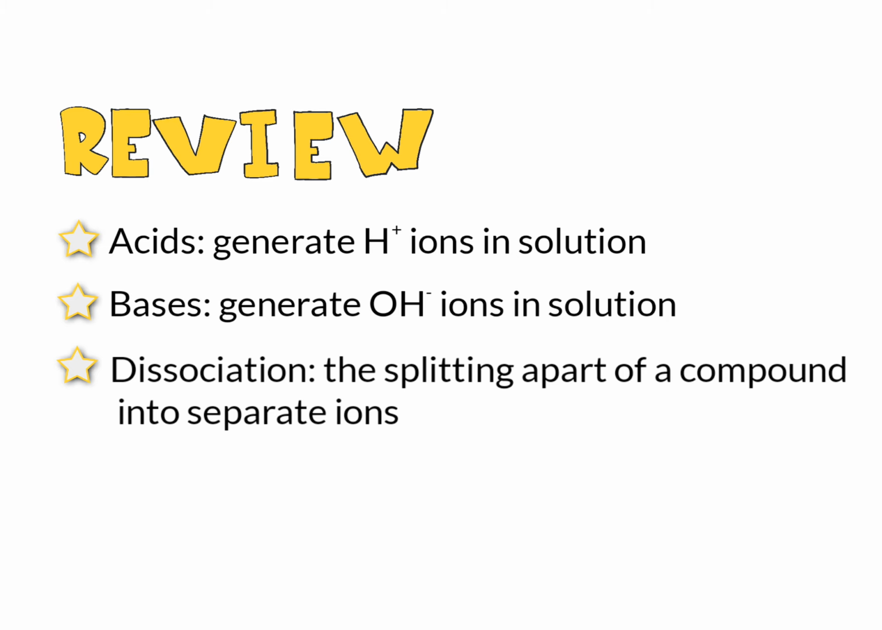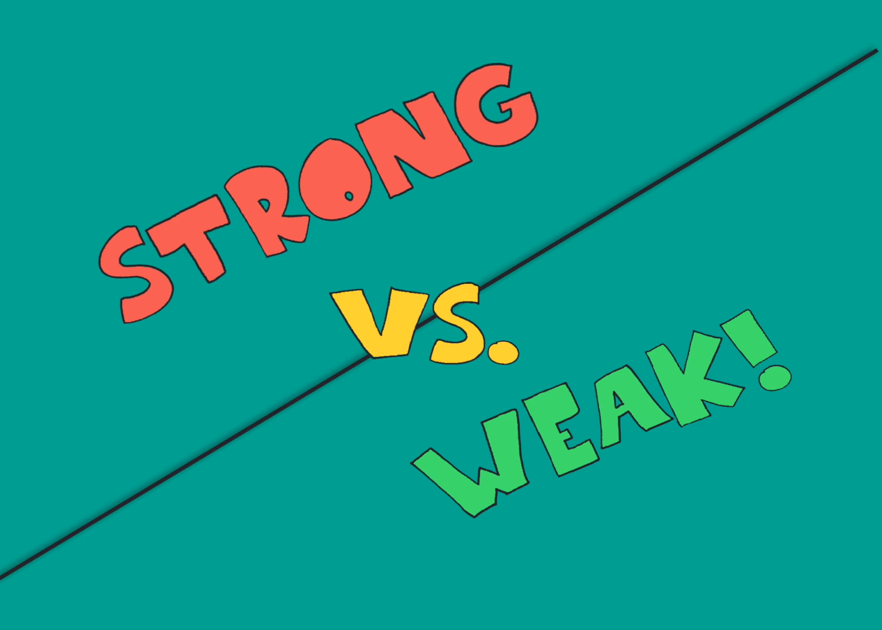All right, to recap everything we just went over, we dissolved some acids and bases in water, which is the universal solvent. Acids dissolved and formed hydrogen ions in solution. Bases dissolved and formed hydroxide or OH negative ions in the solution. And dissociation was when the ions in the compound split apart into their separate pieces. The next thing we have to discuss is the difference between strong and weak acids and bases.